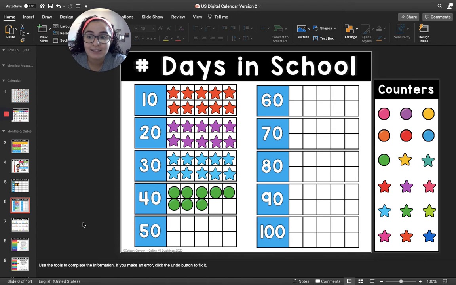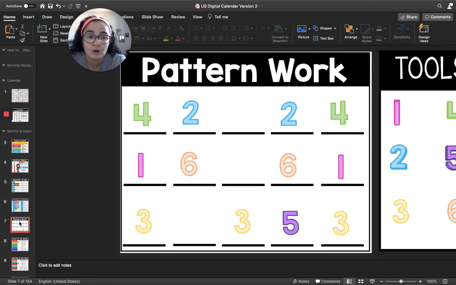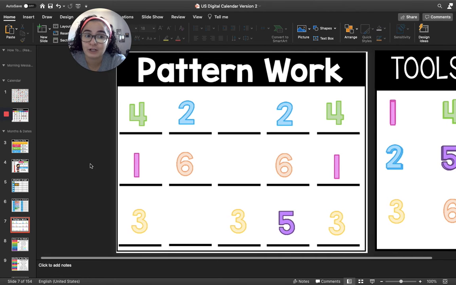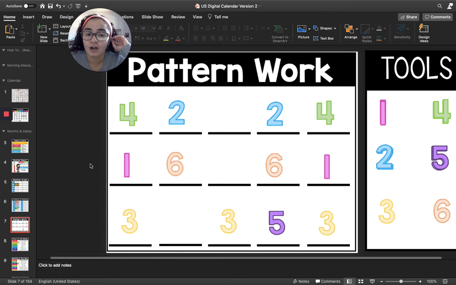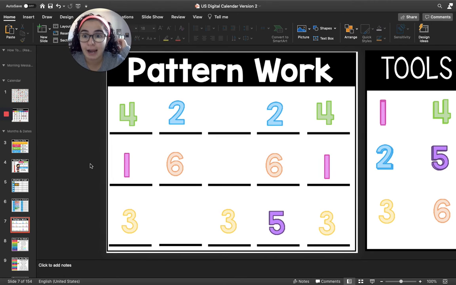Okay, now let's move on to pattern work. Ooh, so we're still working with numbers today. All right, let's read the first pattern together. And remember, when we get to a blank, we're going to cover our mouths. All right, let's read the first one together. 4, 2, 2, 4. What number do you think goes on this blank?